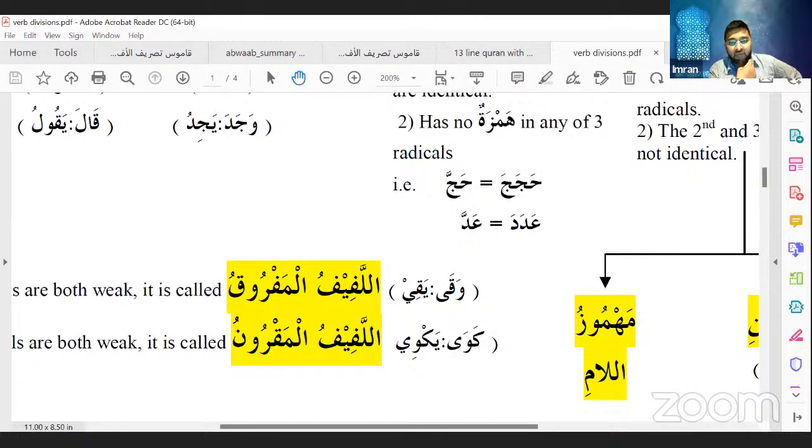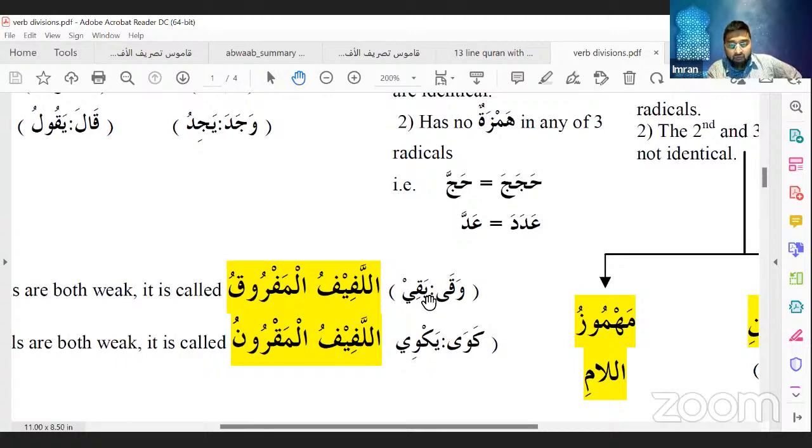I will teach everyone how it is. The reason why I'm giving you examples. So this is called al-lafif al-mafruq. So there's two weak letters, one in the first, one at the end. That's called lafif mafruq. Mafruq means separated, and lafif al-maqroon means those which are connected. So kawa, yakwi means to iron. Kawa means he ironed. Yakwi, he is ironing. So this is called lafif maqroon.